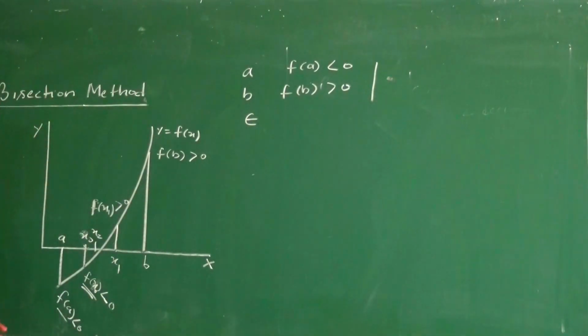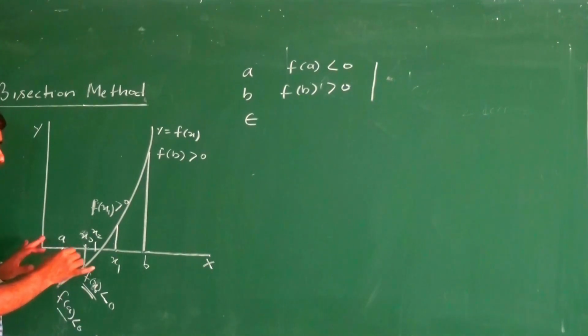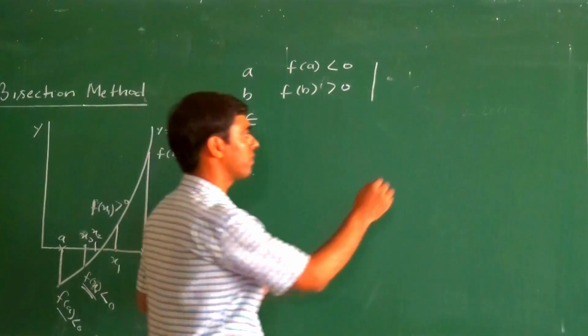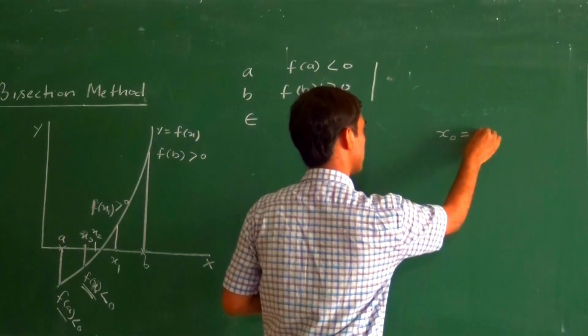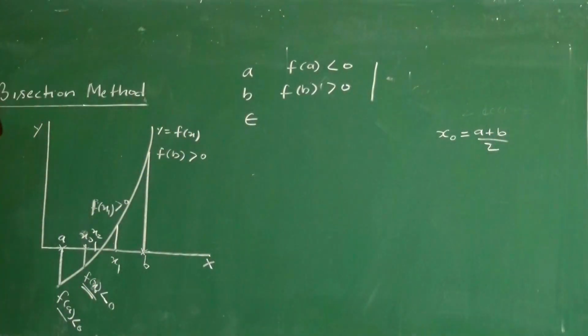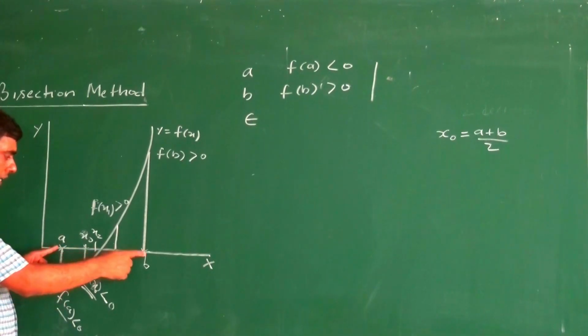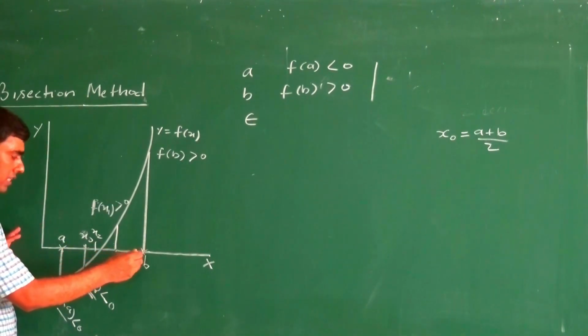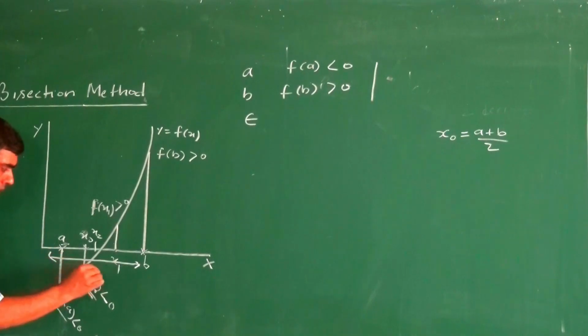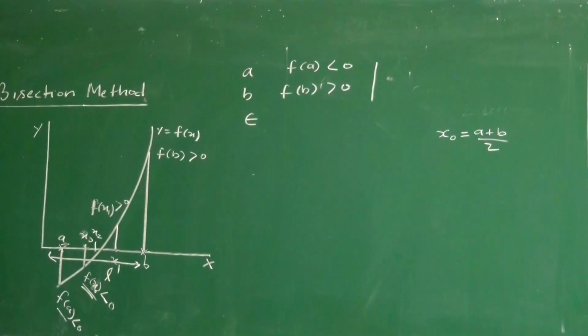Now, if we closely observe this procedure of the bisection method, this one is A and this one is B. How do we find the value of x0? We find x0 equals (A plus B) by 2. What is the meaning of this? Suppose the length from A to B is L.